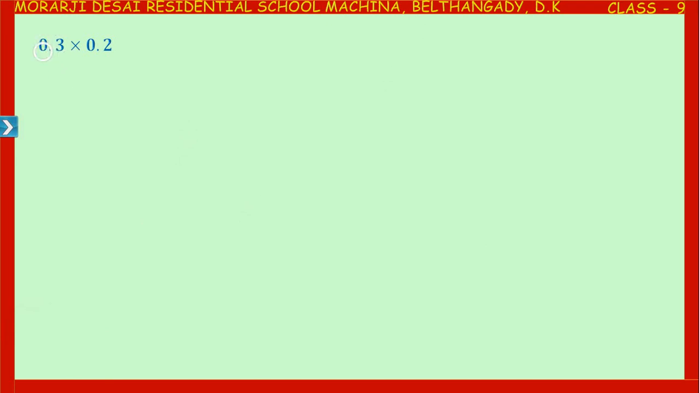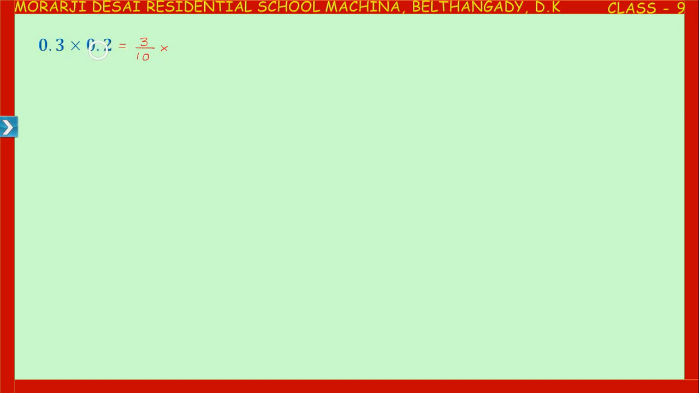Convert 0.3 to a fraction. How will you convert to a fraction? While converting to a fraction, ignore the decimal point. If you remove the decimal point, this is 3 by. And look at the place value after the decimal point. After the decimal point, we have only one digit. Place value is tenth. So 0.3 is equal to 3 by 10, into 0.2.